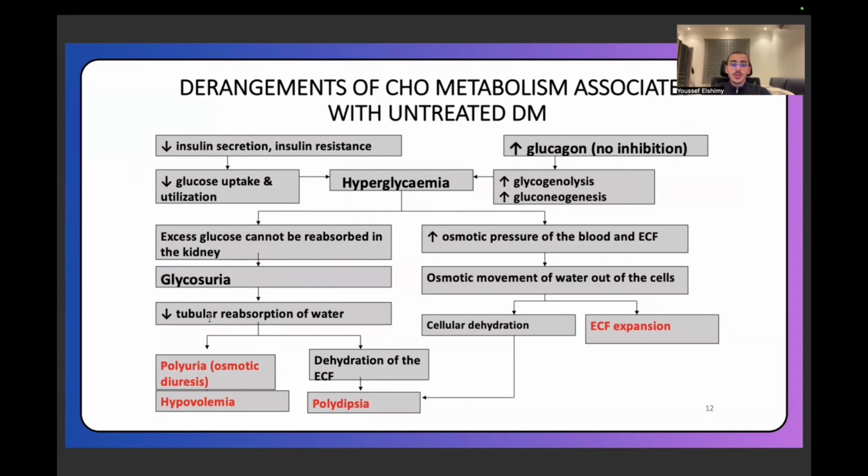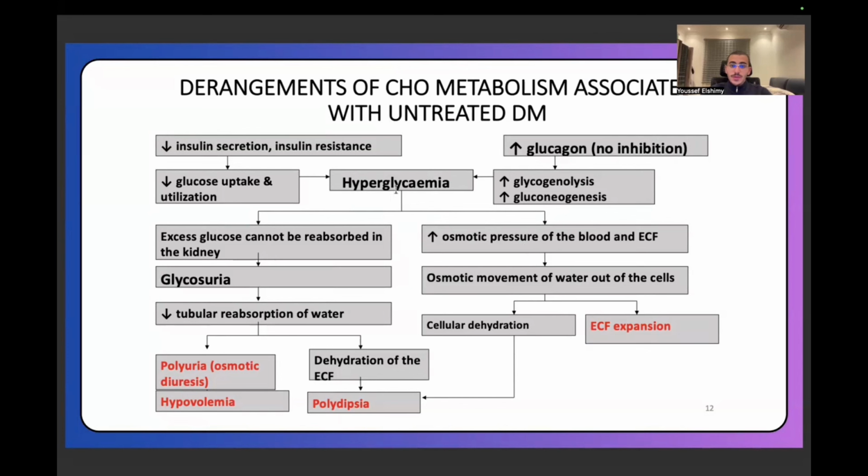So if there's decreased tubular reabsorption of water, this would lead to polyuria. You always go to the bathroom and urinate, and this would lead to hypovolemia because you're not reabsorbing water back. There would also be dehydration of the extracellular fluid, because you're excreting fluid, so the extracellular fluid wouldn't be sufficient. This would also lead to polydipsia, or the feeling of thirst.